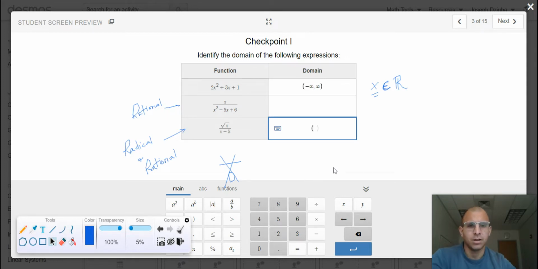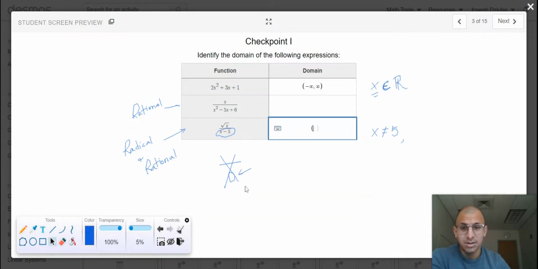x cannot equal 5. I'm going to have to probably write this one out. Right, x cannot equal 5 because 5 minus 5 will give us this divide by 0, and that's no good. In addition, square roots are not allowed to take negative values. So that's something that we want to be mindful of, right?